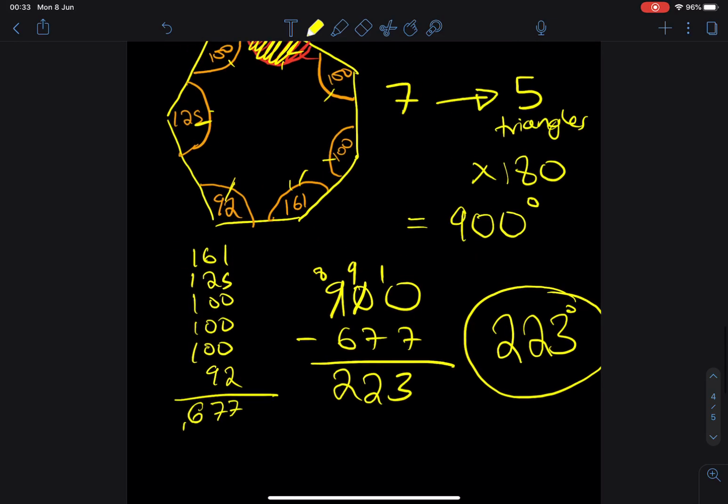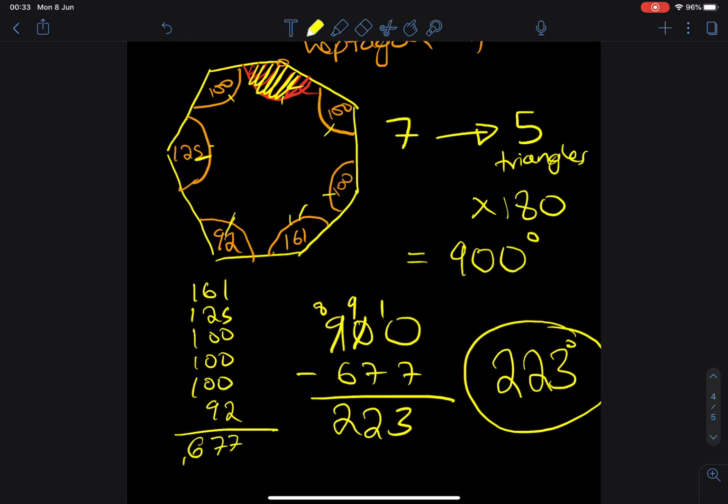Either if it asks me a very simple question, if I've got a 28-sided shape, what is the sum of interior angles? I can work that out now. Or if it gives me a drawing, I can now work out what the missing angle is by literally just working out the sum of interior angles, adding them up, and then taking it away from the sum of interior angles. So let's give you a chance to try it yourself.